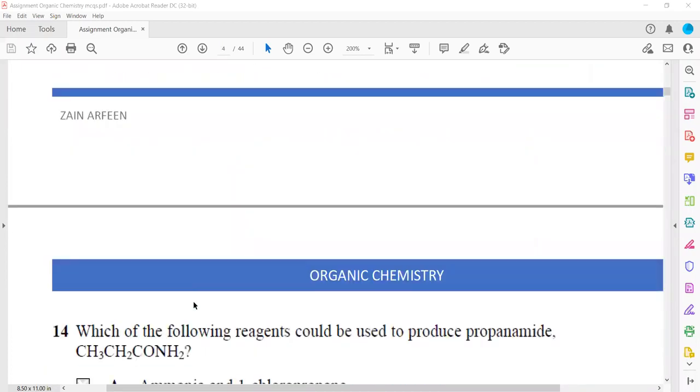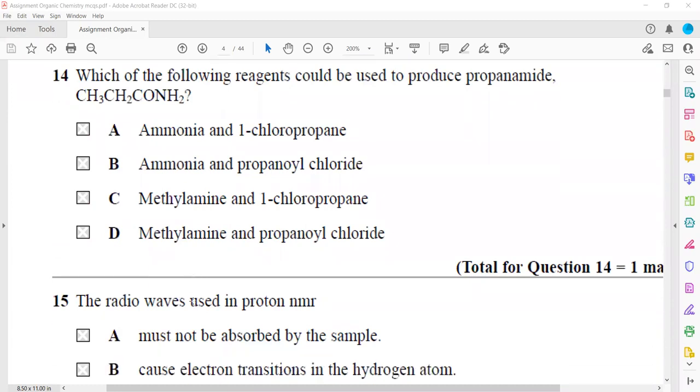Then another question. Which of the following reagents could be used to produce propanamide? So we want to produce propanamide. This is the product, this is propanamide. So what should we use? If we have propanoyl chloride, meaning CH3, CH2, C double bonded with O and Cl, and it is reacted with ammonia.